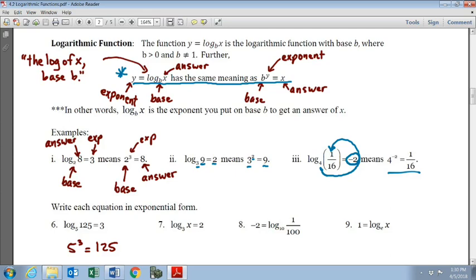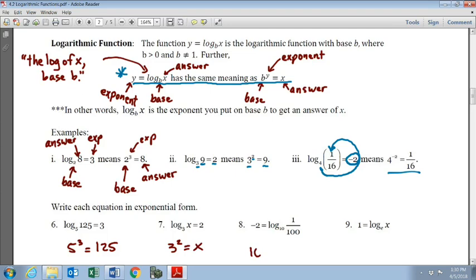Let's look at number 7. So here the base is, the little guy is 3. The exponent, again, that's the one that's all alone. And the answer would be x. So you might want to go ahead and try the next two and then watch the video. You could stop it.